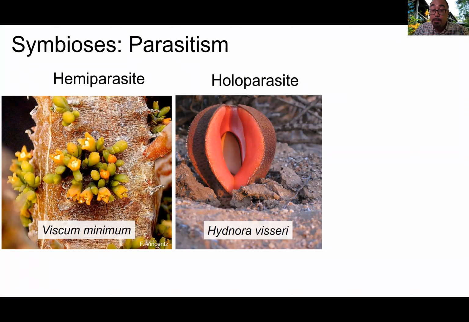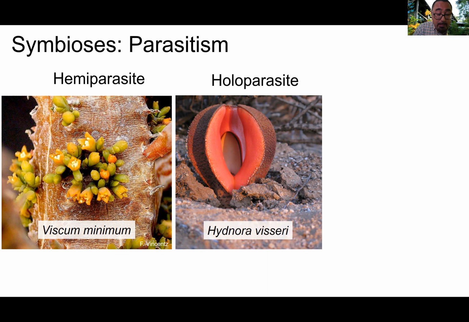As you know, the theme of this symposium is plant symbioses. And these particular plants pictured here are plant parasites, meaning that they are plants that parasitize other plants for some or all of their carbon and water needs. Commitment to parasitism can range from facultative to obligate, and hemiparasitism to holoparasitism. I'll illustrate the difference here.